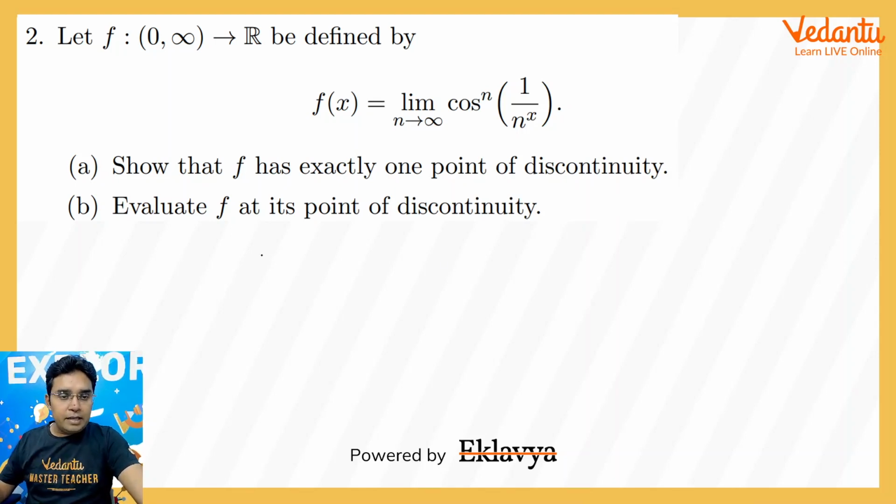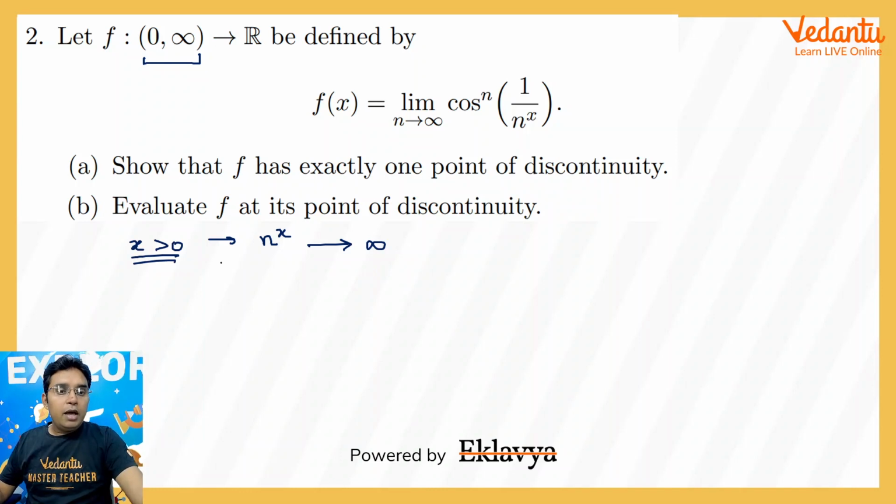First of all, please understand, because my x belongs to 0 to infinity, that means x is greater than 0. So we can say that n power x, where n is approaching infinity, will definitely be approaching infinity, isn't it? Because if x is positive and we are raising it to some number that is tending to infinity, this value will be approaching towards infinity.